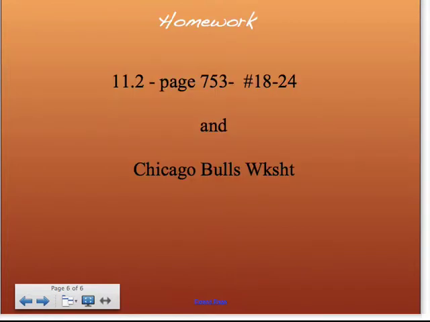Your homework is 11.2, page 753, numbers 18 through 24. I think you already did the Chicago Bulls worksheet, so you don't need to do that, but certainly do the 11.2 assignment for tonight.